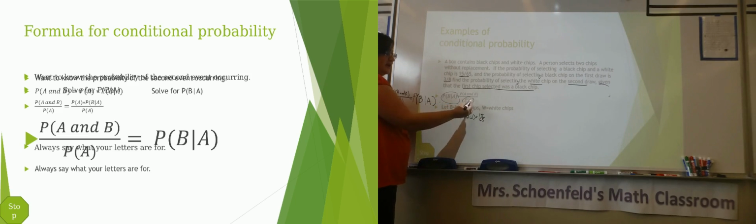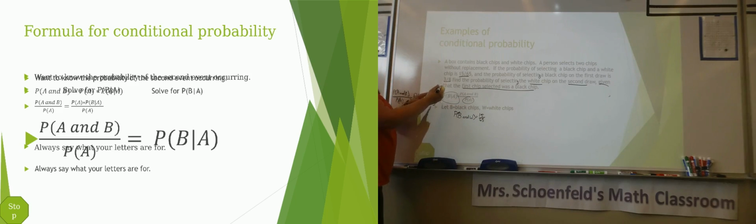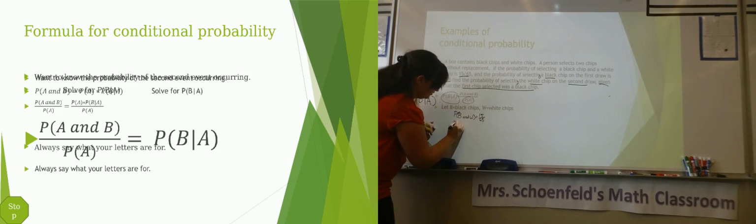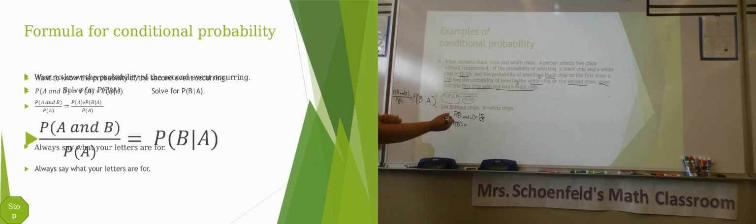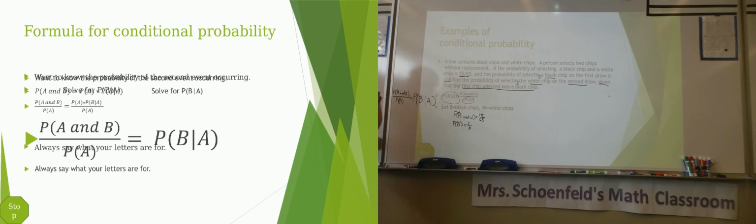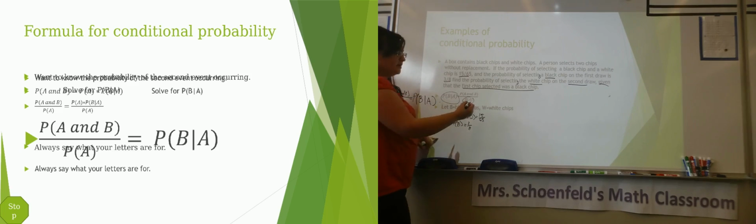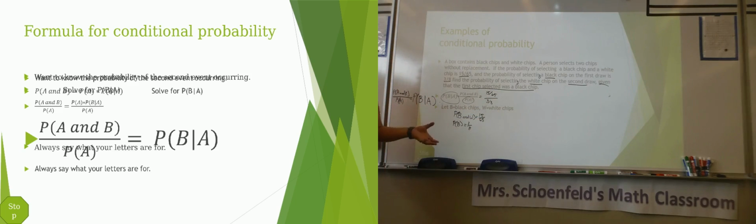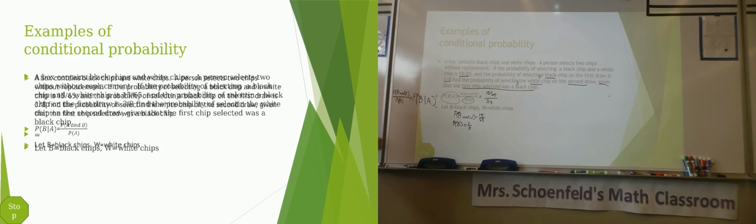And then the probability of A, which is in this case the probability of a black chip, is 3/8. Now it's like, okay, where do they go in my formula? So right here, I'll have 15/65 times 3/8. Okay, remember our fraction multiplication rules.